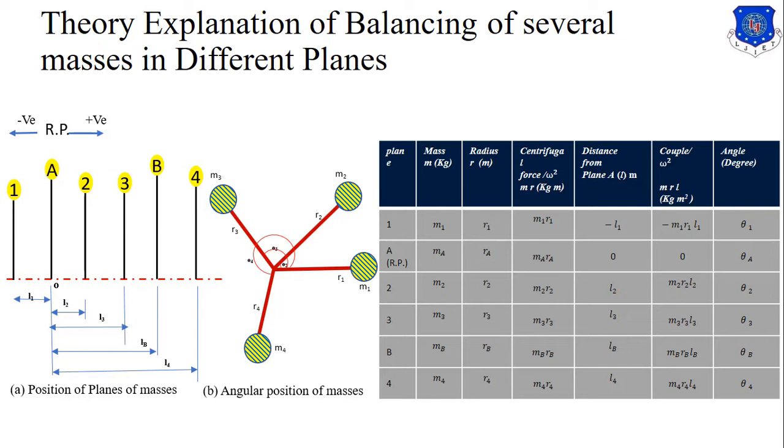Now what are the angles? Angles for 1, 2, 3, 4 are known, but A and B are unknown. We only need to find out those values. So here theta 1, theta 2, 3 and 4 are known, and theta A and theta B are unknown. Because we have this table, we can easily calculate this system with the graphical as well as the analytical method, which we have already studied in our theory session. I will explain both the analytical and graphical methods, but with the practical values.